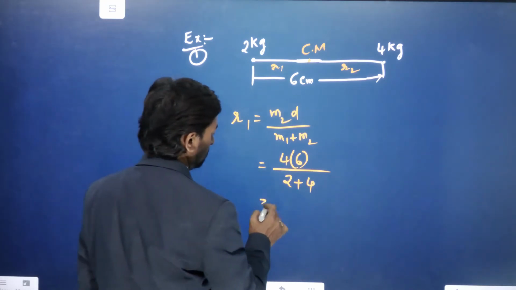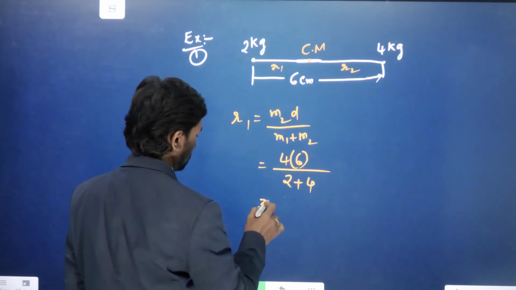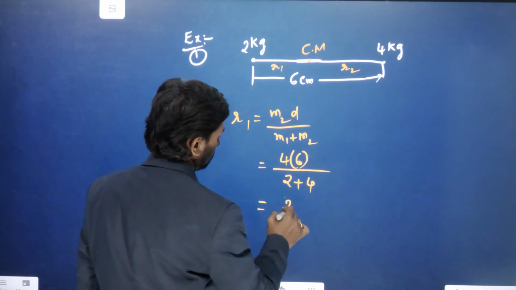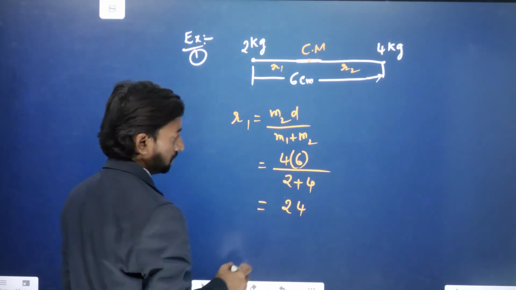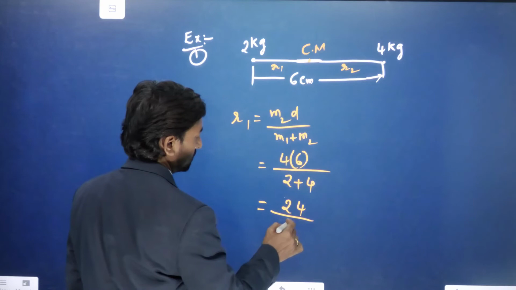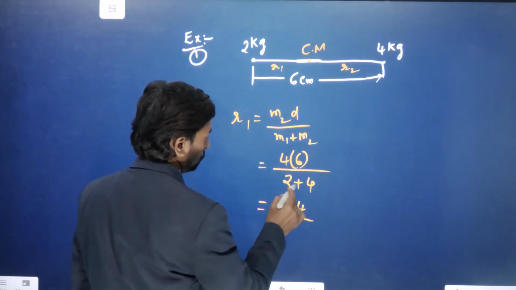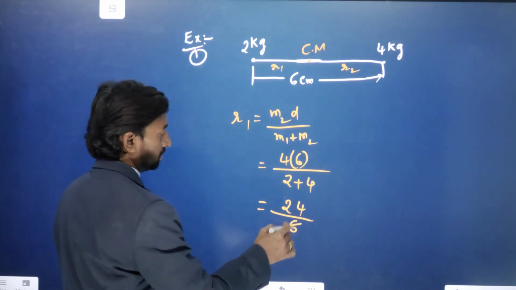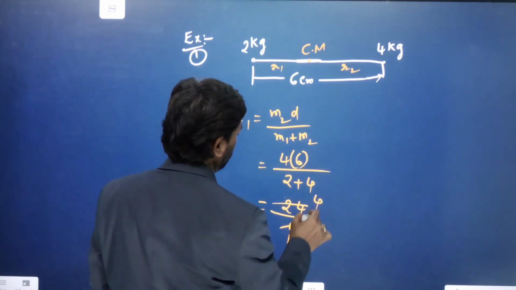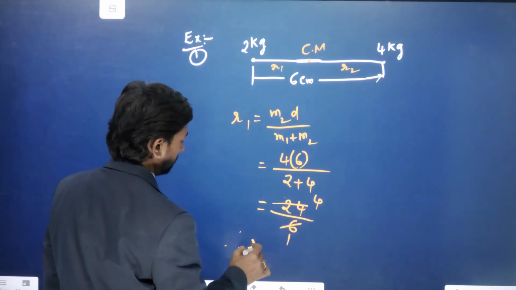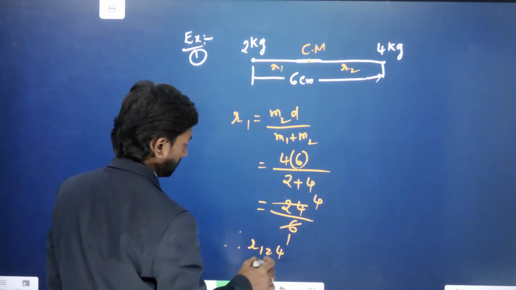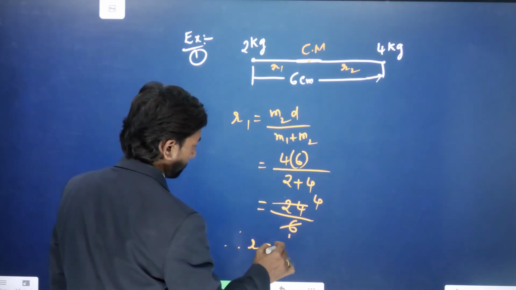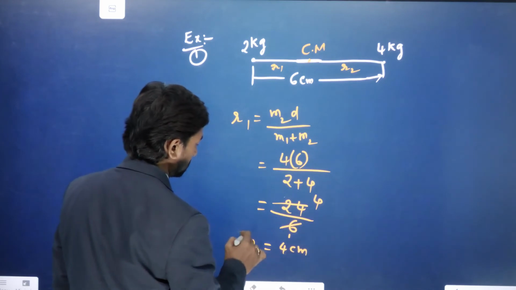So we will get 4 times 6 are 24, divided by 2 plus 4, which is 6. How much will we get there? 6 ones are 6, 4s are 24. So therefore r1 is equals to 4 centimeters.